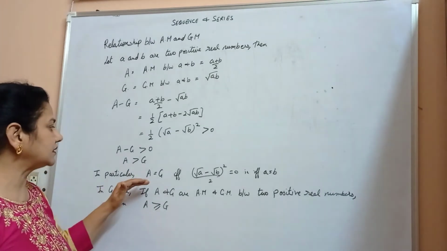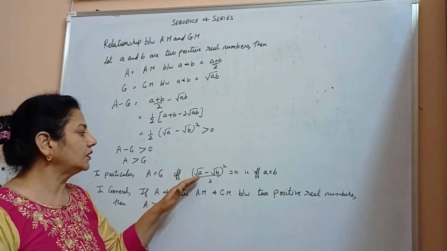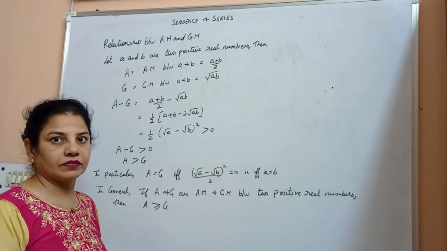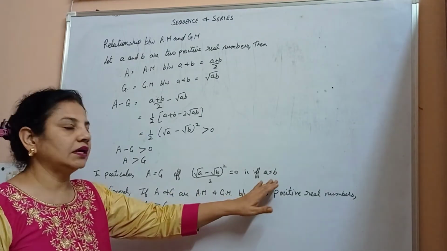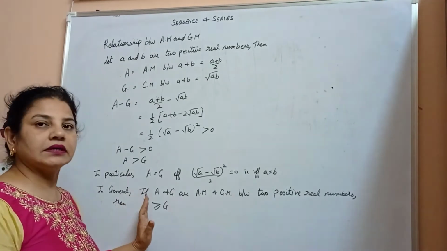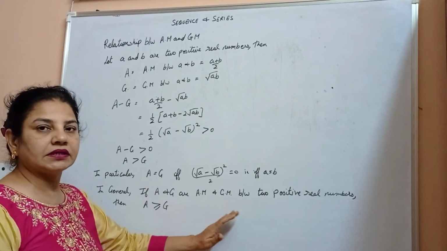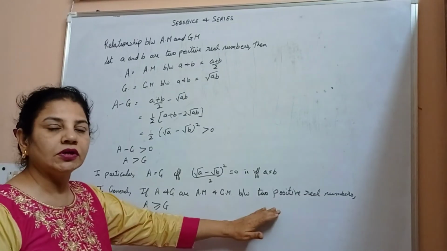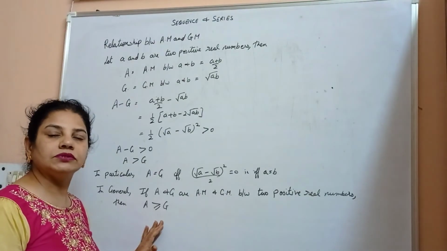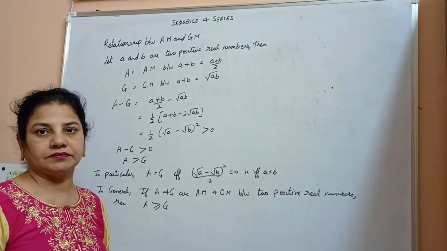In particular, if arithmetic mean is equal to geometric mean, this is possible only when under root A minus under root B, whole square divided by 2, becomes 0. And this happens only when A is equal to B. So in general, we say that if A and G are the arithmetic mean and geometric mean between two positive real numbers, then A is always greater than or equal to G. That means arithmetic mean is always greater than or equal to geometric mean.